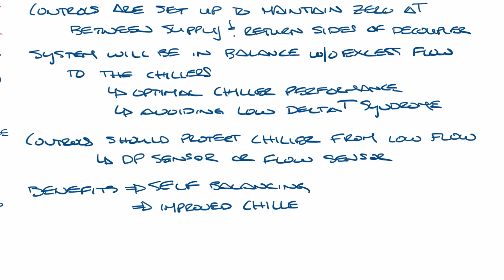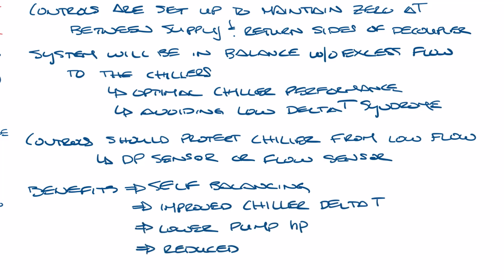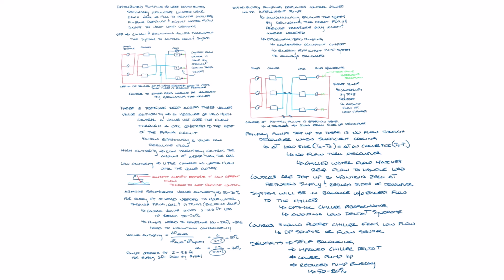You have improved chiller delta T, lower pump horsepower, and reduced pump energy because you remove the pressure drop associated with the valves. Pump energy savings have been seen to be 50 to 80% over a conventional system. Let's pull all this back on screen. So that's how distributed pumping works.